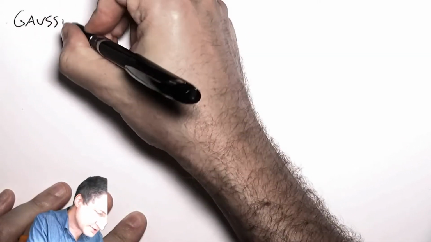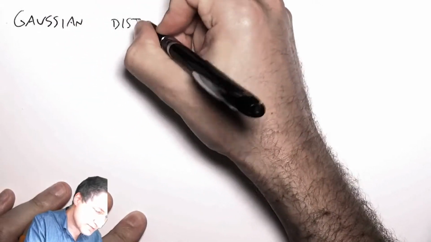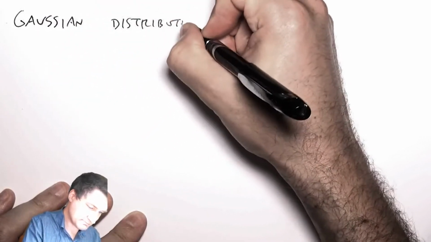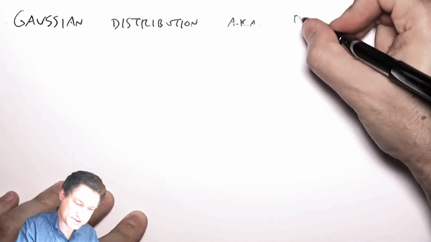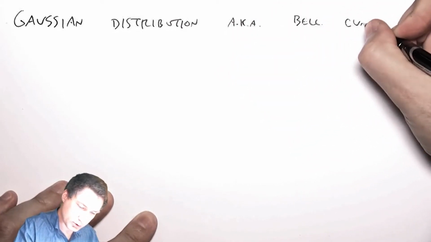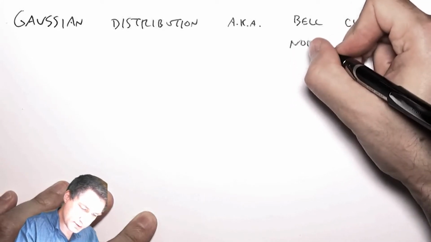Okay, so what I want to talk about now is probably the most important distribution that you're likely to encounter in engineering applications, and probably the one that you've heard the most about in the context of just like pop science, right? So this Gaussian distribution is also known as the bell curve or the normal distribution.